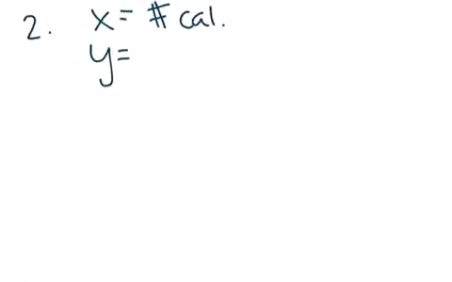Example number 2 says the number of calories in a mint is 3 times the number of calories in a stick of gum. There are 70 calories in 5 sticks of gum and 3 mints. How many calories are there in each stick of gum and each mint? So I look at the question first, and that allows me to define my variables. It says how many calories are there in each stick of gum. So I'm going to say x is the number of calories in a stick of gum, and y would be the number of calories in a mint.